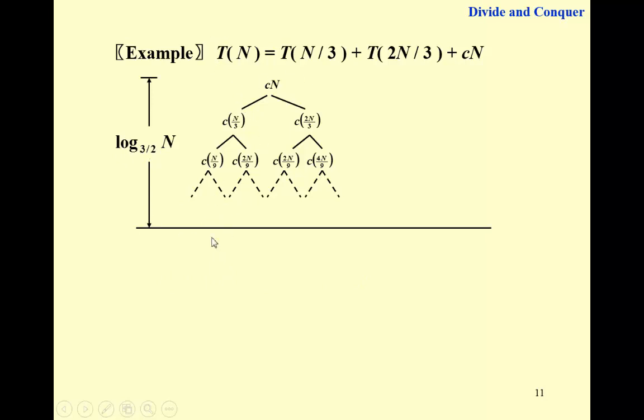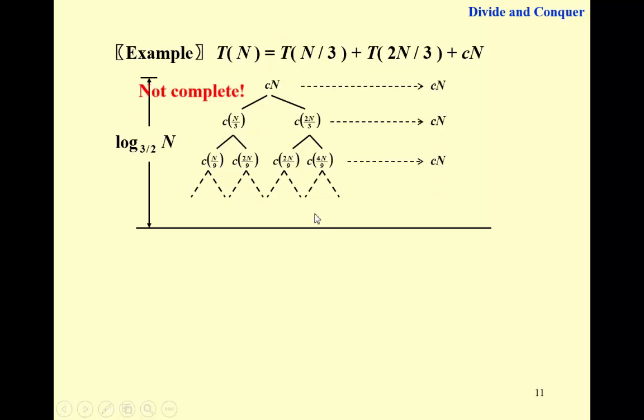And T of n is the total sum of everything in this tree. So again, let's calculate them level by level. On the first level, we get c times n. On the second level, we have c times (1/3 plus 2/3). It's another c times n. And how about the third level? It's 1 plus 2 plus 2 plus 4, over 9. It's another constant times n. It looks so nice. On every level we're going to obtain a constant times n, the same term.